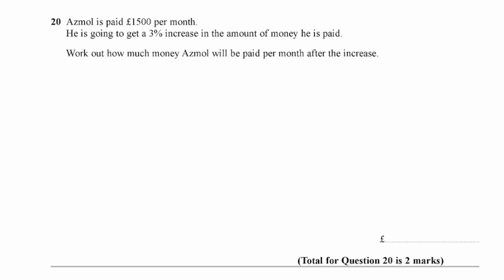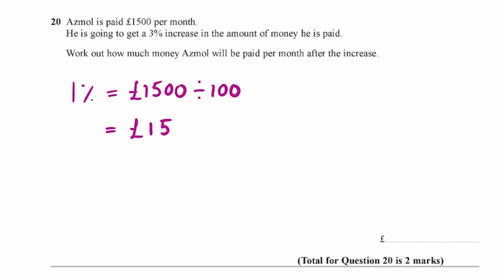So to find 3% of something, there are different ways you could do this. You could find 10% and then divide that by 10. Or you can go straight to finding 1% by dividing by 100. If you divide something by 100, you've found 1% of it. So 1% of 1,500 is 1,500 divided by 100, which is £15. You could think of that as just moving the decimal point 2 places. So 1% is £15. Well, 3% is going to be 3 times that, 3 times 15. So 3 times £15 is £45.